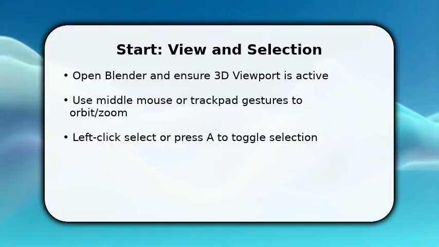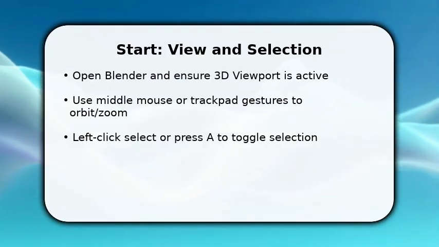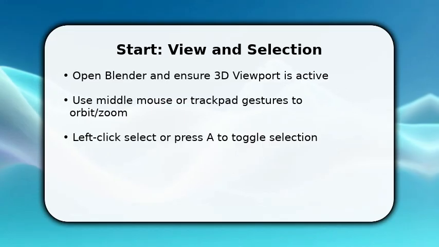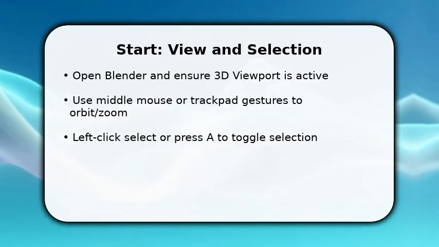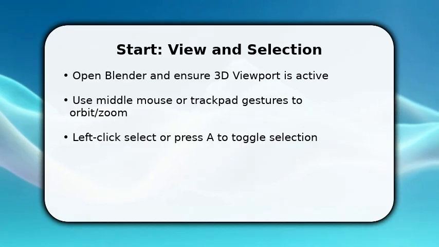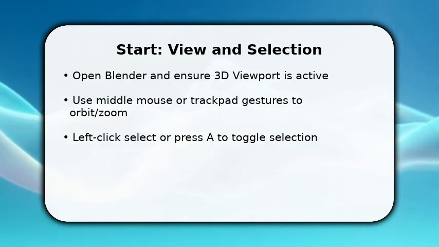You begin by getting the viewport under control. Make sure the 3D viewport is active and you can see the default cube. Use the middle mouse button to orbit. Scroll to zoom and shift plus middle mouse to pan. If you have a trackpad, use two-finger pan and pinch for zoom.